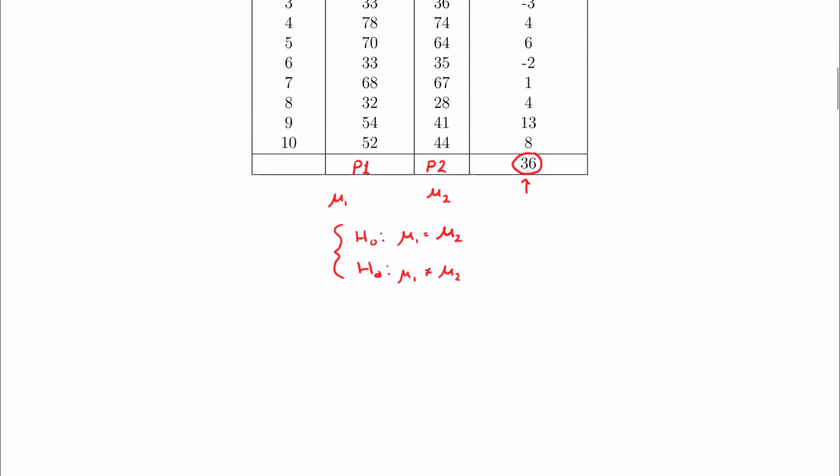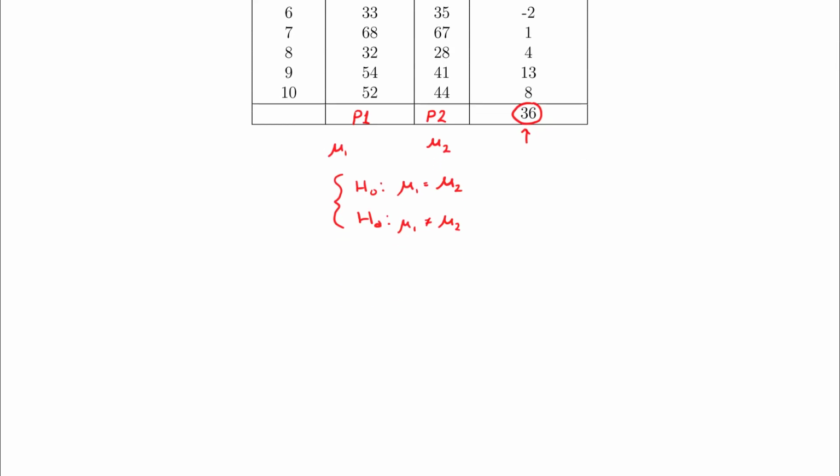And then the way that we find that, we introduce, of course, a new variable, and this one is called d bar. And d bar is simply the sum of all the differences in that fourth column divided by the number of differences that exist. So we already have the sum is 36. We divide that by 10, and we get a mean difference of 3.6.